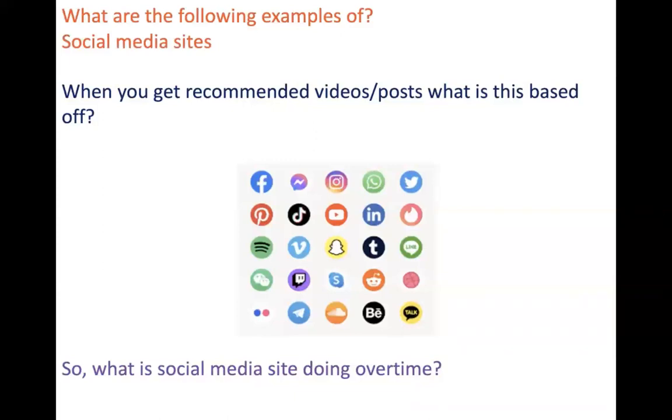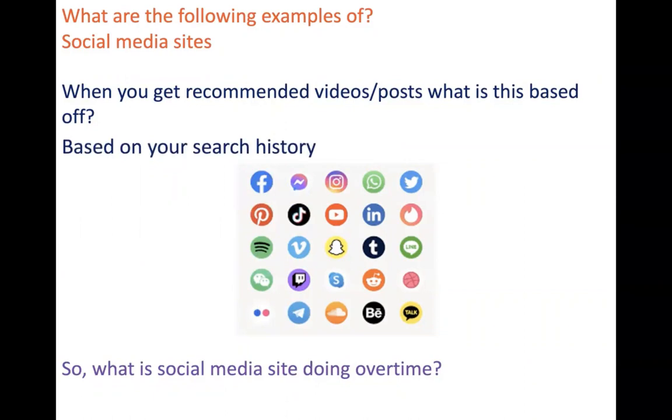So you get recommended posts, right? Now, these posts, they're based off something. Each one is tuned to an individual person. So your posts are going to be different from someone else's. So what are your ones based on? So it's based off what you search. Okay, so it'll be based on your search history.